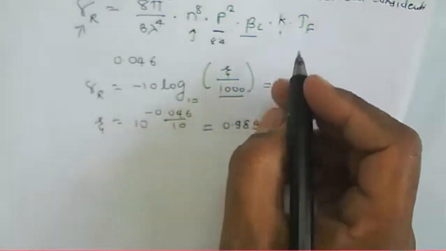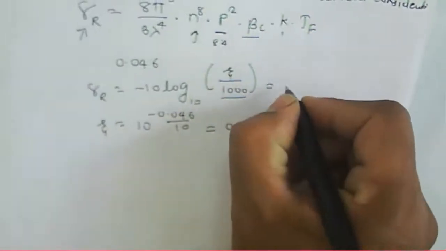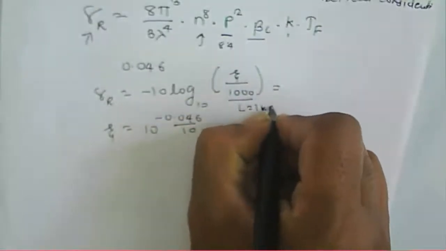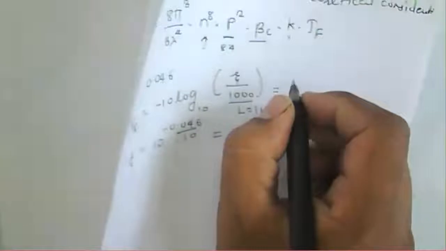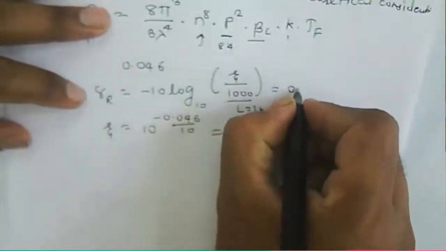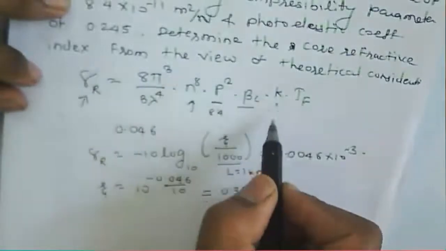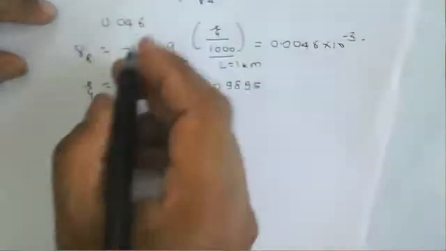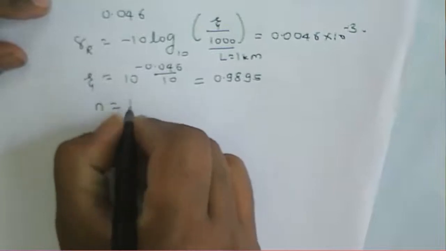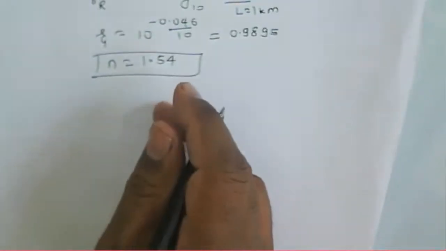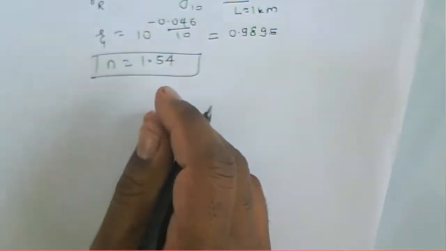If you put that value here, then we can calculate for L equal to 1 kilometer, that is 1000, small r equal to 0.0046 into 10 to the power minus 3. Substitute all the values in this expression, and after solving, we get n equal to 1.5. That is the refractive index of the core.